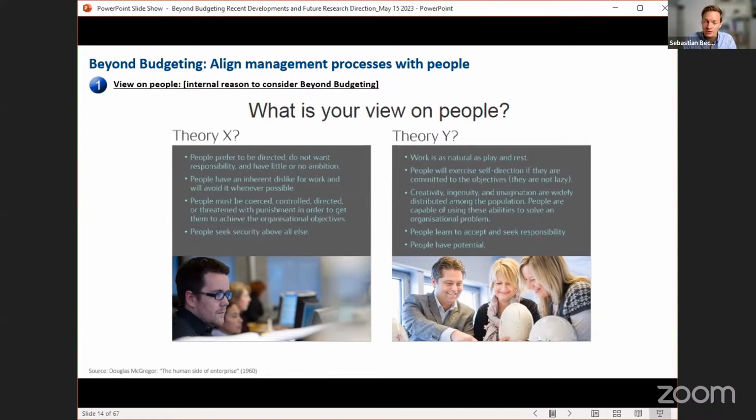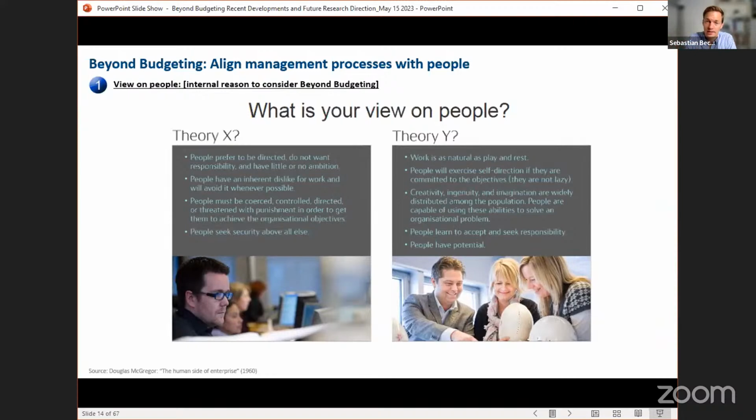If you are in a knowledge-based organization, most answers will probably be, yeah, of course, I want to employ Theory Y type of people. Because in a knowledge-based society or organization, we need these people because we need to be innovative, creative, and reinvent the organization.